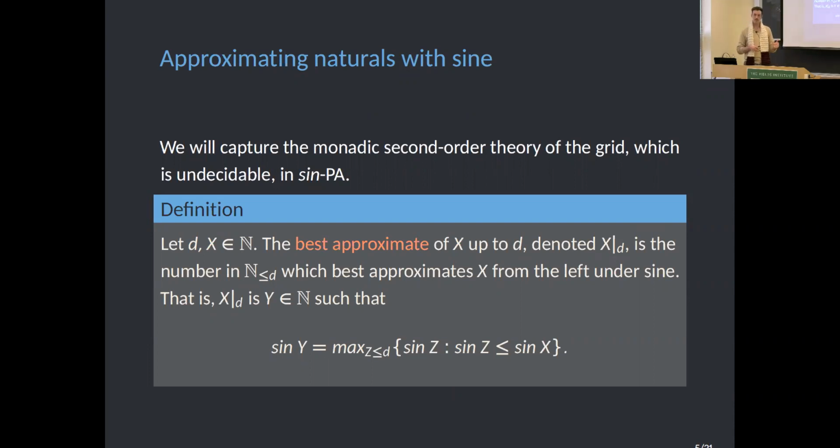And so the first step of that is to approximate natural numbers using the sine function. That will be the basis of the encoding that we're ultimately building. First we start out with the definition. If we have two natural numbers, d and x, we say that the best approximate of x up to d, which we'll denote by x bar d, is the natural number that's at most d which best approximates x from the left under sine. We can think of this as like an argmax for the sine. We have it written out here. It's the z that gives you the maximum sine value without exceeding the sine value of x. I also might refer to d as a degree of approximation.